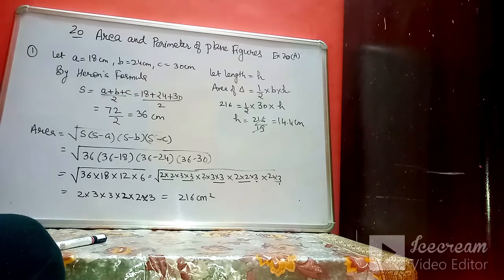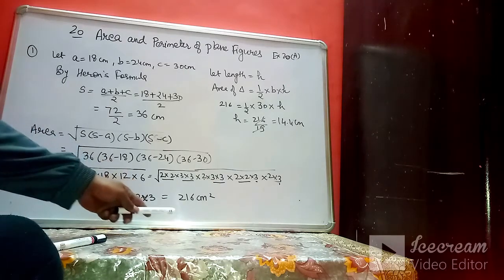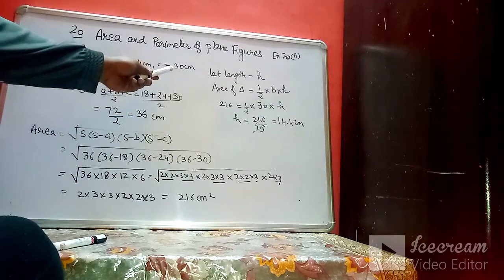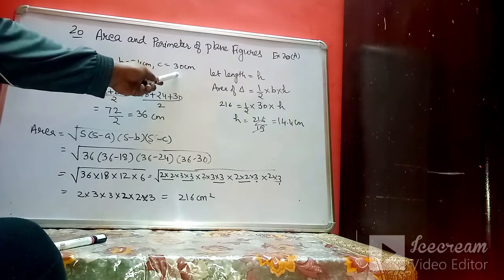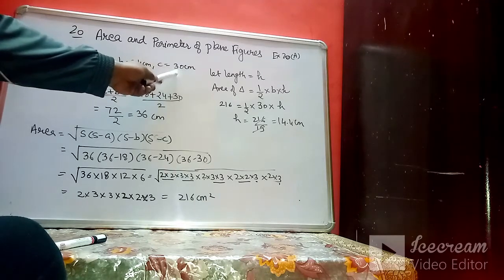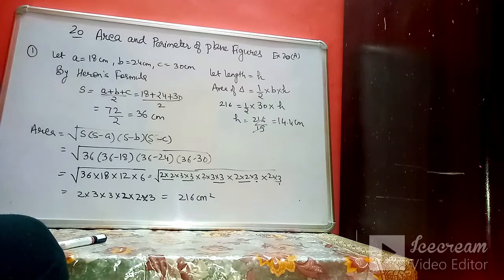So first we have used Heron's formula. Then we have again used the formula of the triangle. In this we have used half base into height. Since the area will remain the same, we have to find the altitude corresponding to the largest side, and the largest side is 30 centimeter. So our height will be 14.4 centimeter.